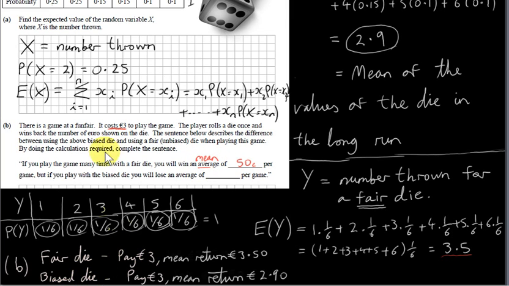Similarly then for the biased die, you pay 3 euros to play the game, but we know from the first part that the mean value on the biased die is 2.9, so that corresponds to returns of 2 euros 90 cent. So the mean return for the throw of a biased die is 2.9 euros. So your mean winnings for the throw of a biased die is 2.9 minus 3, which is minus 10 cent. Since we're talking about losing in this statement, you will lose an average of 10 cent per game. So your mean winnings are your mean returns minus what you pay. 2.9 minus 3 is minus 10 cent. That means your mean loss is 10 cent per game. So negative winnings are losses, of course.